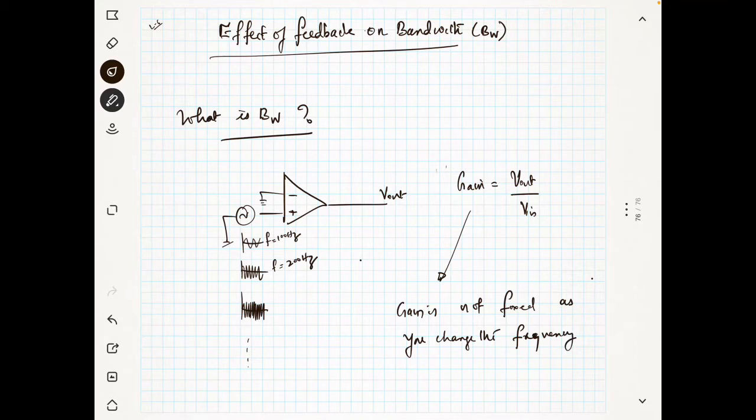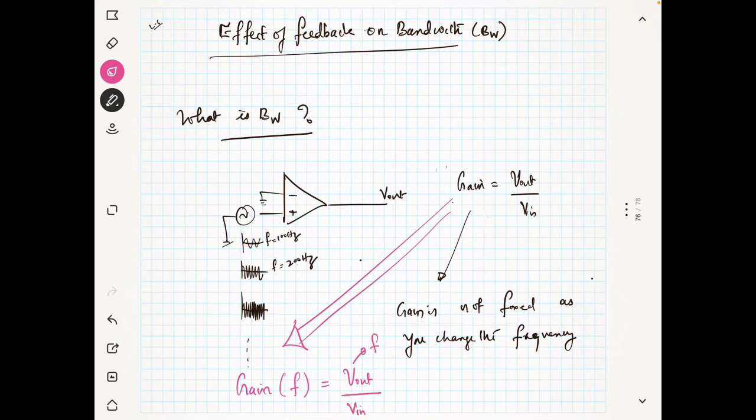That means up to some particular range of frequency there won't be any significant change, but after some frequency you can see that the gain will be changing. So I can rewrite my gain as a function of frequency. It is nothing but V out of t with some frequency f divided by V in of t, which also has some frequency. So I can say the gain is a function of frequency.